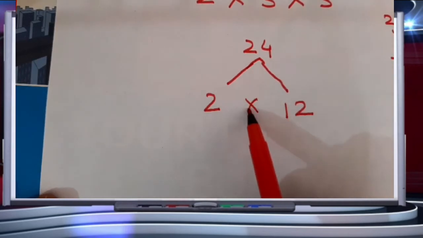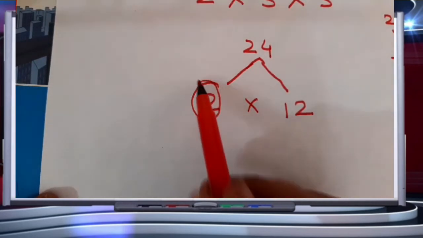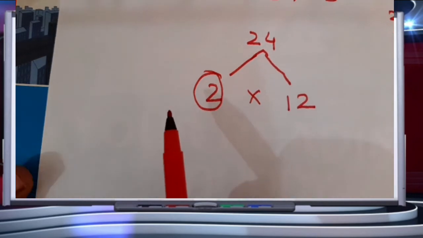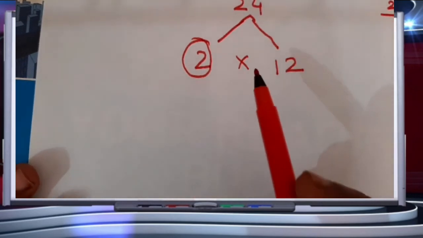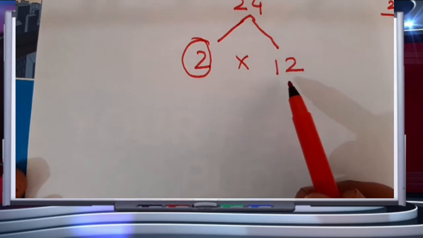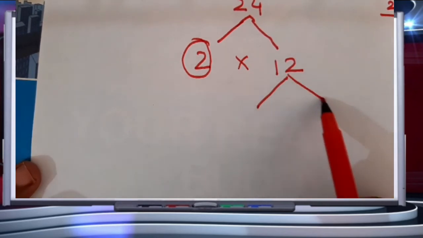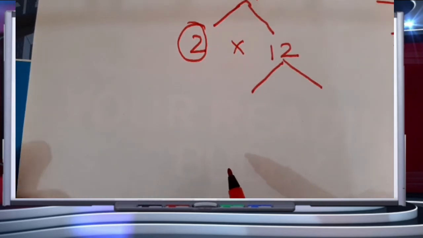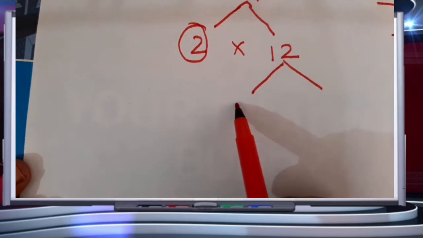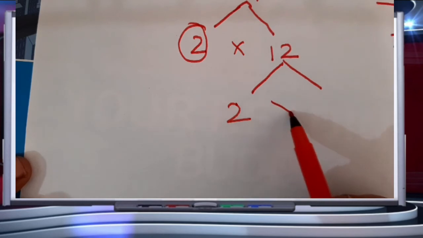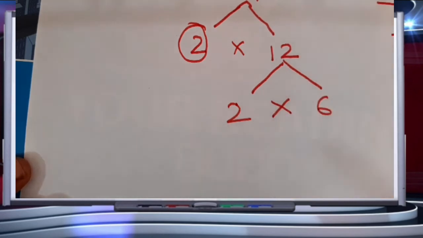Now 2 is a prime number. I'll circle 2. It has become my fruit. So I will not touch this now. I'll come to number 12. 12 is still a composite number. So still I'll make 2 branches of it. Again I'll go to 2, because 12 is an even number, and an even number is divisible by 2.